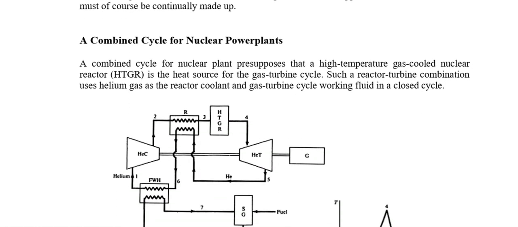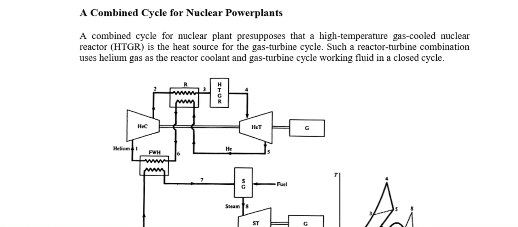Now moving forward to a combined cycle for a nuclear power plant. A combined cycle for a nuclear power plant presupposes that a gas-cooled nuclear reactor, which we call HTGR, is the heat source for the gas turbine cycle. So what happens in the HTGR is that helium gas is used as a coolant for the nuclear reactor. So the nuclear reactor is cooled by helium gas. By cooling, that would mean the temperature of the helium would increase and the enthalpy of the helium would increase.